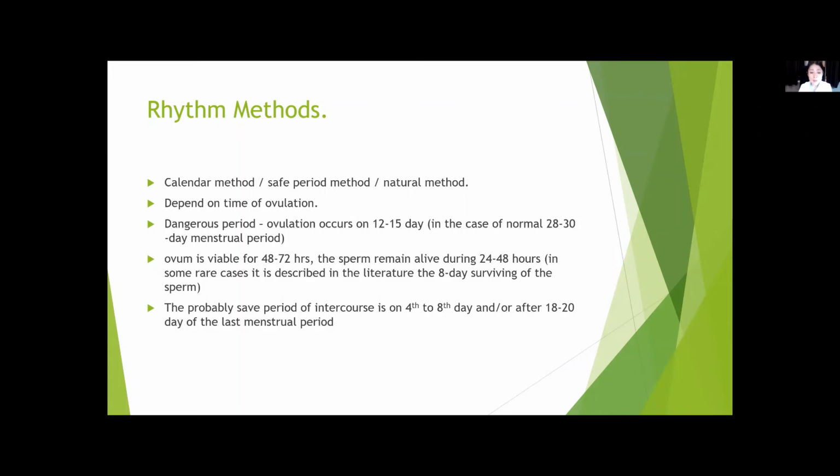The probably safe period of intercourse is on the 4th up to 8th day and after the 18th up to 20th day of the last menstrual period.